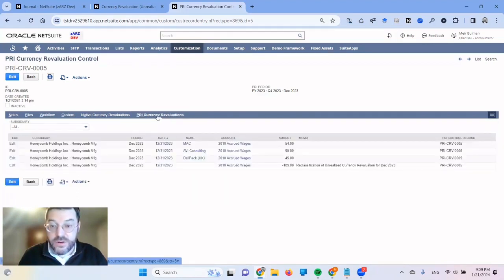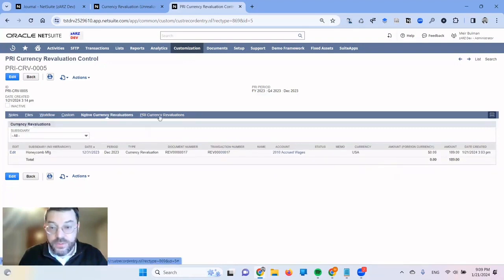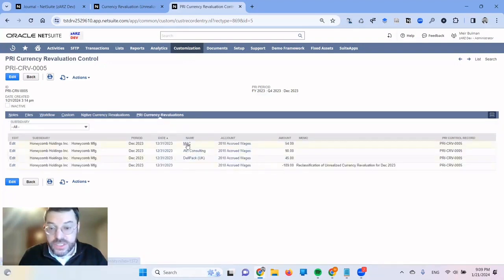Then we have our custom currency revaluation, where it shows you our transaction and the way we broke that out. As you can see, what we're doing is we're crediting the GL account, and then we're debiting it. So we're just backing out what NetSuite did, and we bring it back in, but this time with more detail so that you can see by entity what the currency revaluation was.